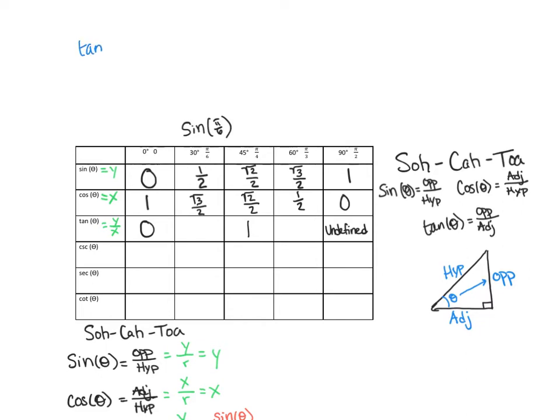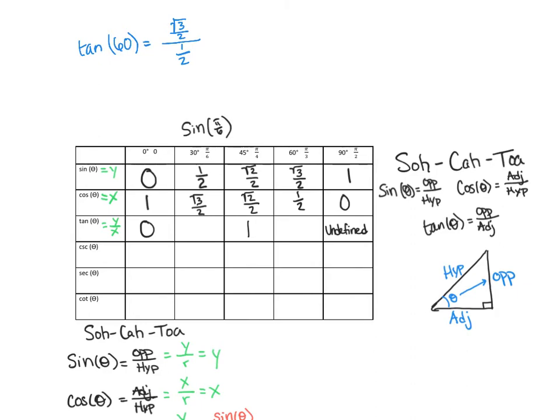Tangent of 60 degrees, let's do that. So if we do tangent of 60 degrees, that's going to be our sine over our cosine, or root 3 over 2 divided by 1/2. So from here, there's a few different things you can do. You can write this the long way, cancel things out, do what you need to do.